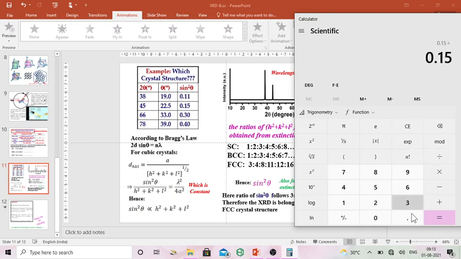0.15 by 0.3, also 0.5. That means whatever ratio we found here by considering h square, k square, l square, here also by considering sin square theta we got the same ratio by considering FCC. In case of FCC, these are the ratios we found by considering possible hk and hkl values and the corresponding h square plus k square plus l square.